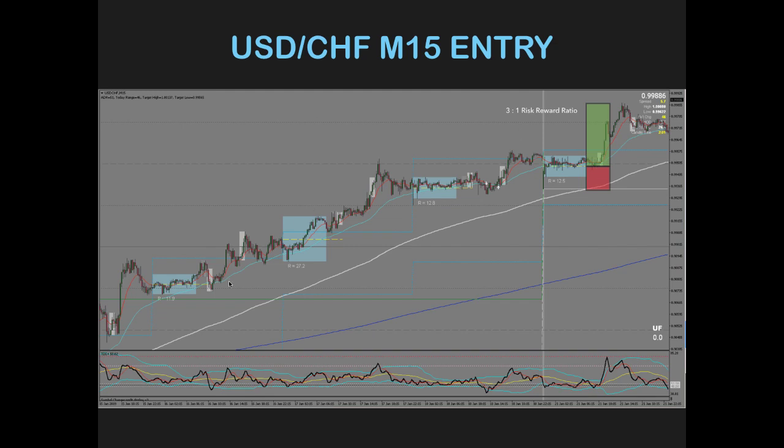So you had a 1-to-1, a little bit better than 1-to-1 here, a 4-to-1, and a 3-to-1, so a total of 8R for a very nice week of trades on a very low ADR pair that normally doesn't give you very many setups. So you can find some very nice setups given the right conditions if you're looking in the right places.